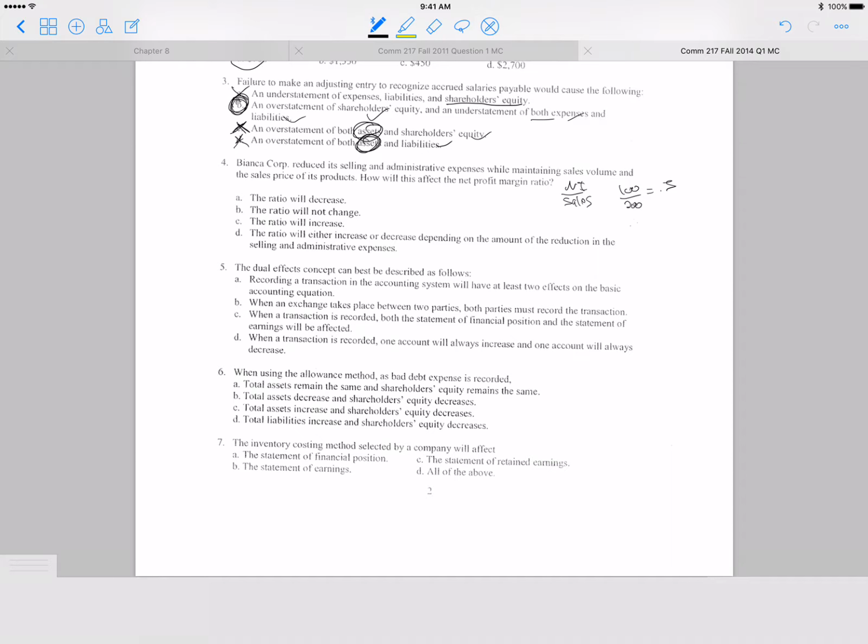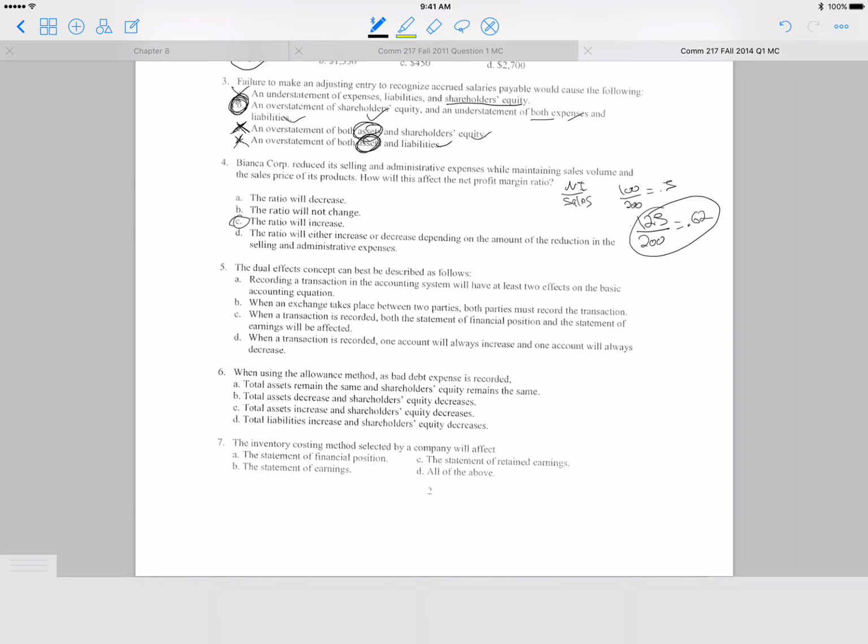But it says that its selling and administration expenses was reduced, but the sales still remain the same. So let's say your sales still remain the same, so it's still 200, but your expenses, let's say, went down by 25. So that would increase your net income by 25. So now your new net income is actually 125, and this will give you a 0.62 profit margin ratio. So just by doing a small example, you can see by the reduction of your expenses, your net profit margin ratio is actually increased. So if you look through the answers, you can see that C says the ratio will increase, and that is correct.